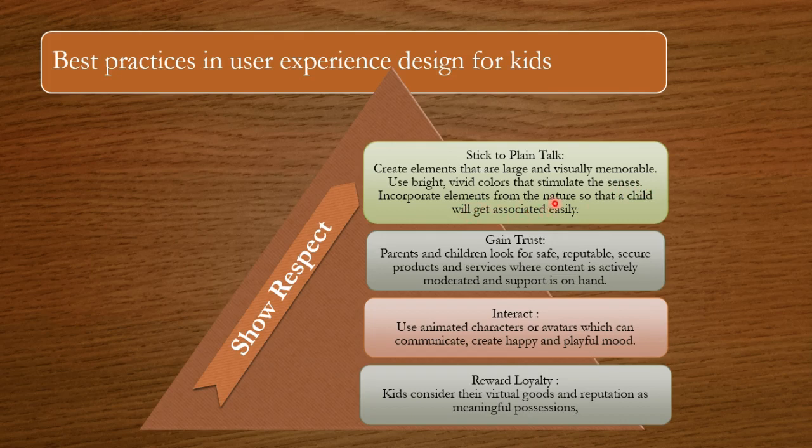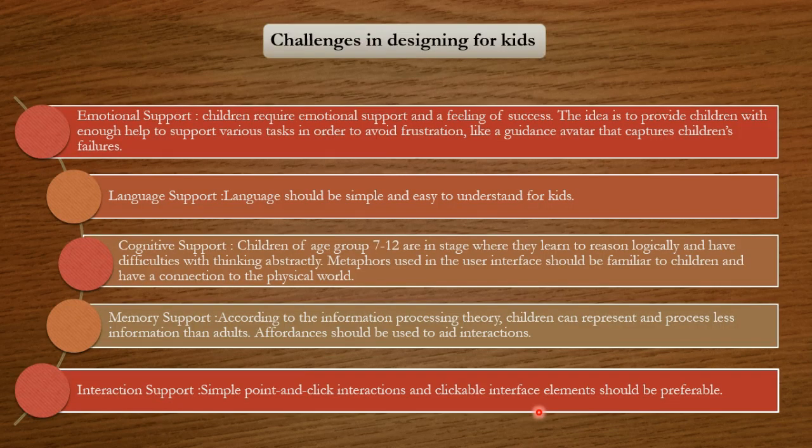Then incorporate elements from nature so that it will be easier for kids to associate with things in the interface. Then proper trust should be gained from parents and children to use the interface. Then animated characters or avatars can be used to maintain happy and playful moods in the kids. Then reward loyalty can be deployed, that is setting rewards at multiple milestones throughout the application. Because kids always consider their virtual goods and reputation as meaningful possessions, so it will be great if reward loyalty is considered in the application.